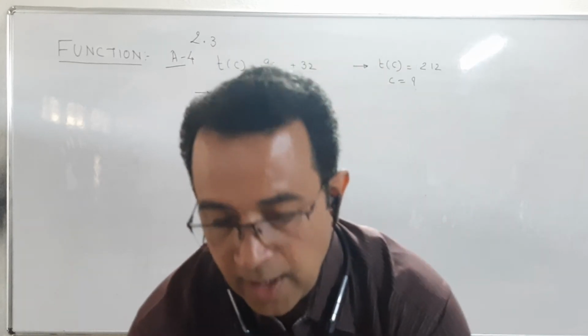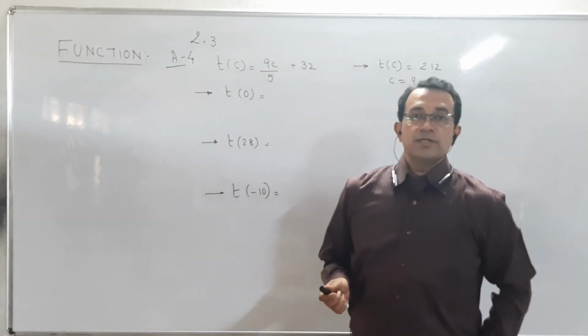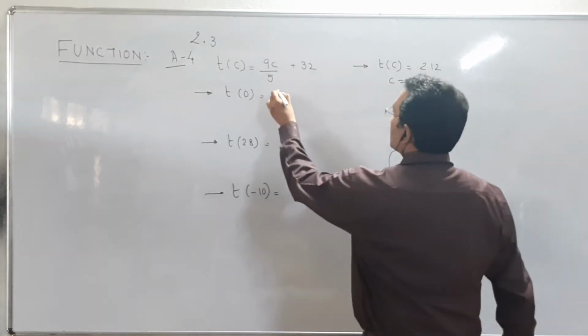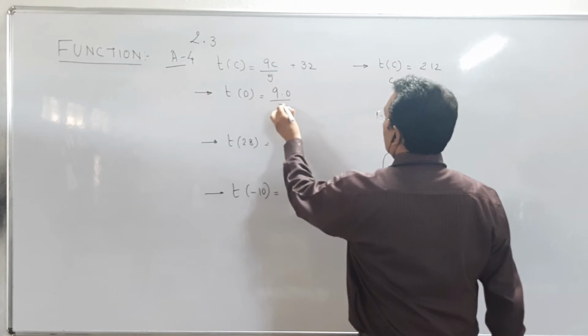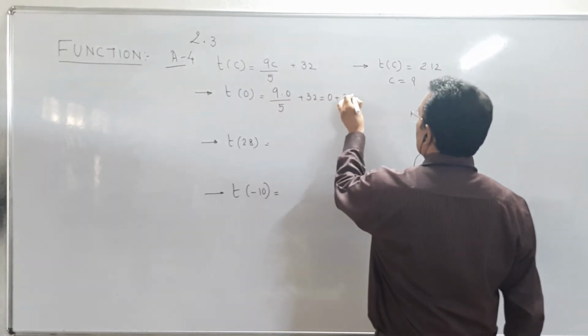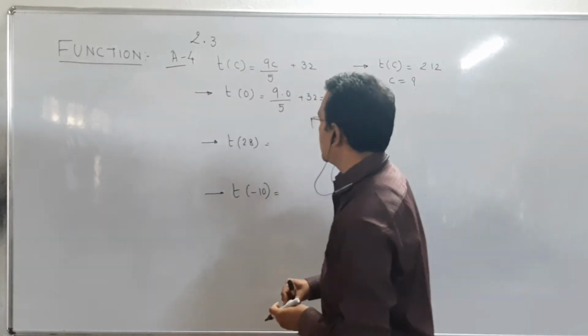Okay, students. Now all of you concentrate. T of 0 means replace this C by 0. So 9 into 0 upon 5 plus 32. So this is 0 plus 32. So the answer is how much, students? 32.